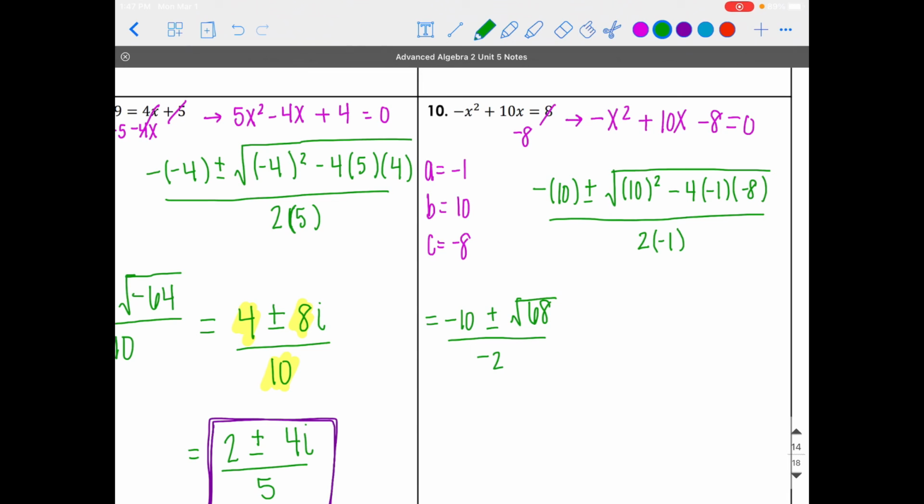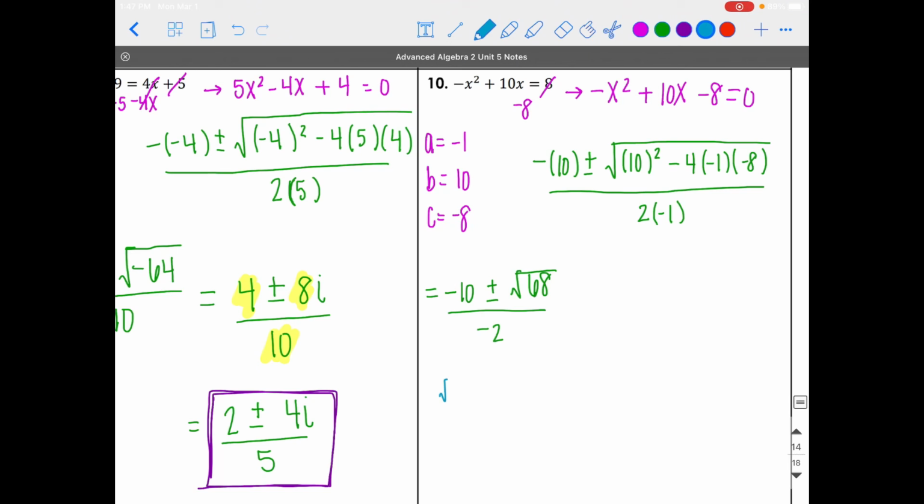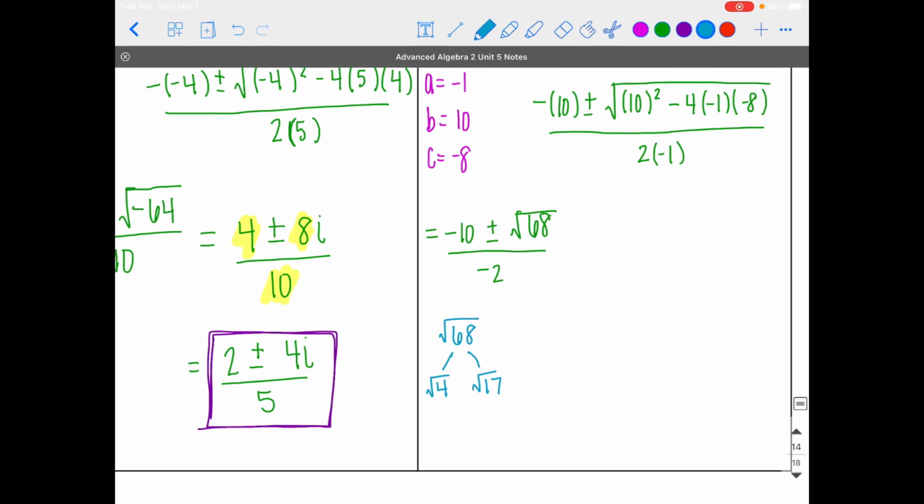Now 68 is not a perfect square, so we're going to have to simplify it. We want to know the largest perfect square that goes into 68. And if you start taking 68 divided by 49 or divided by 36, 25, 16, you got to go all the way down to 4. It's 4 times 17. 4 is the only one that's going to give you a whole number. We get 2 radical 17.